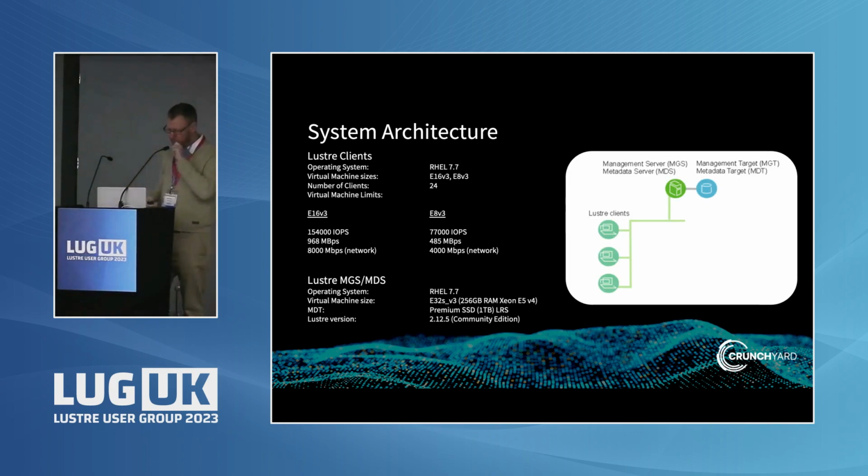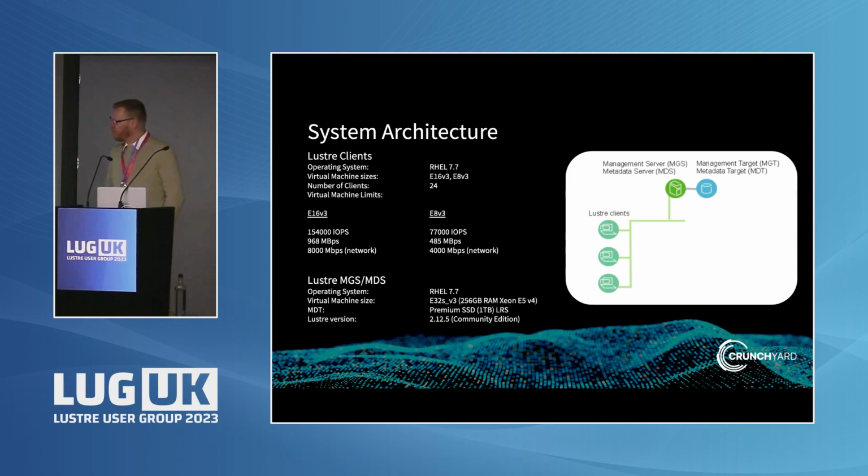Okay, so let's just look at the first left bit, the clients and the MGSs. So Red Hat 7.7 was chosen. Just to put this in context, this was done at the start of COVID, so it was a couple of years ago. That was the operating system that was supported on Azure at the time. The virtual machines that we chose to test was the E range, so E16 just means 16 cores, and the E8, which is 8 cores. There were a total number of 24 clients in the system.